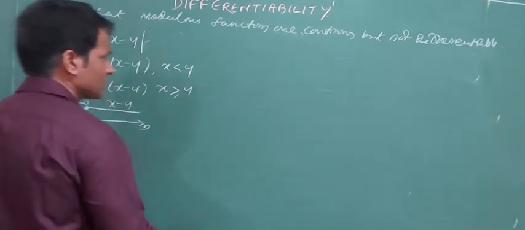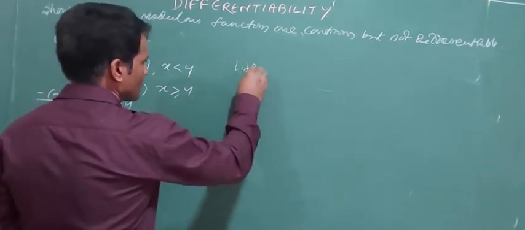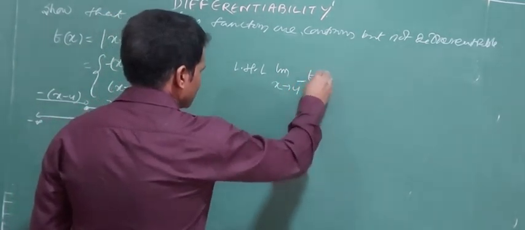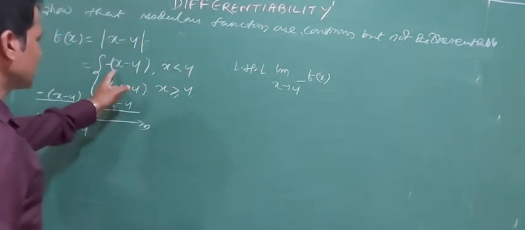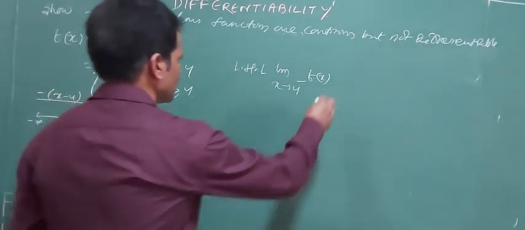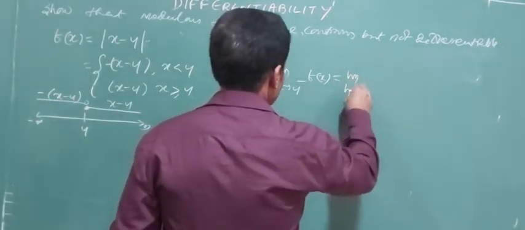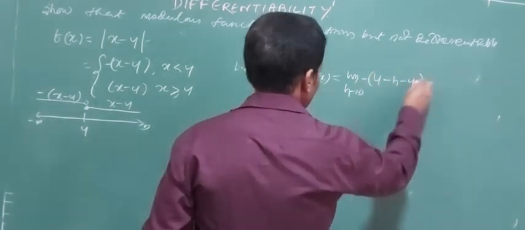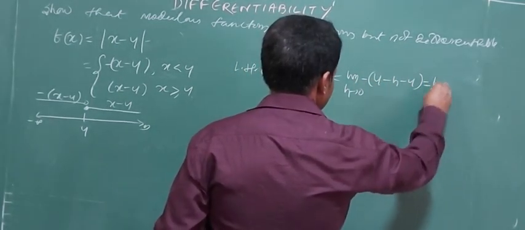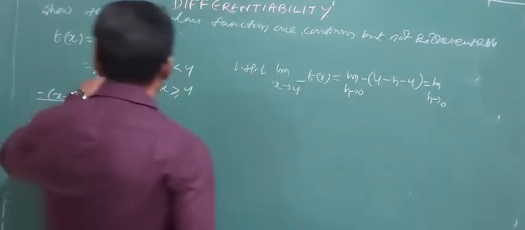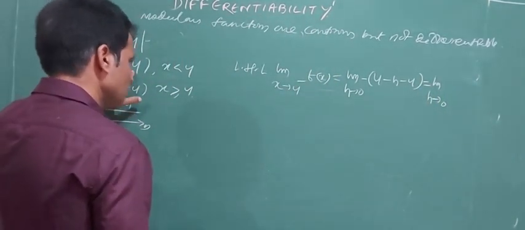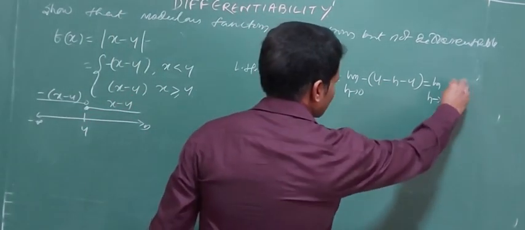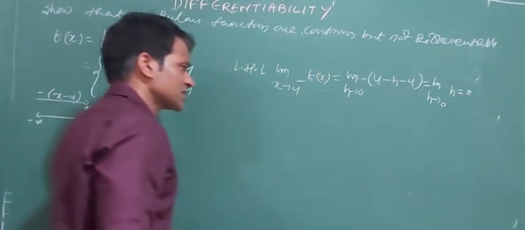We will go for continuity. What is continuity? Checking at the point 4, LHS. Limit x tends to 4 minus. Replace 4 minus h, limit h tends to 0, 4 minus h minus 4 outside minus. 4 cancels out, plus h. Answer is 0 because h tends to 0.